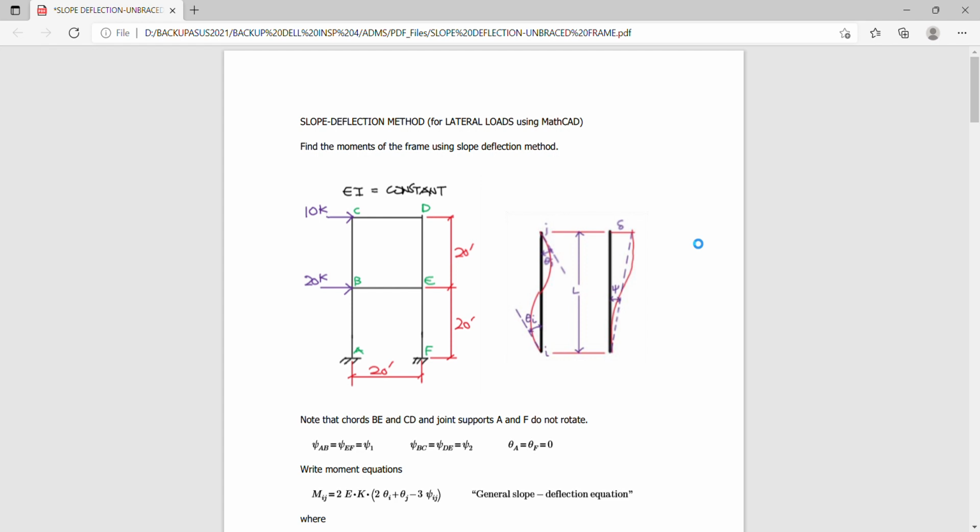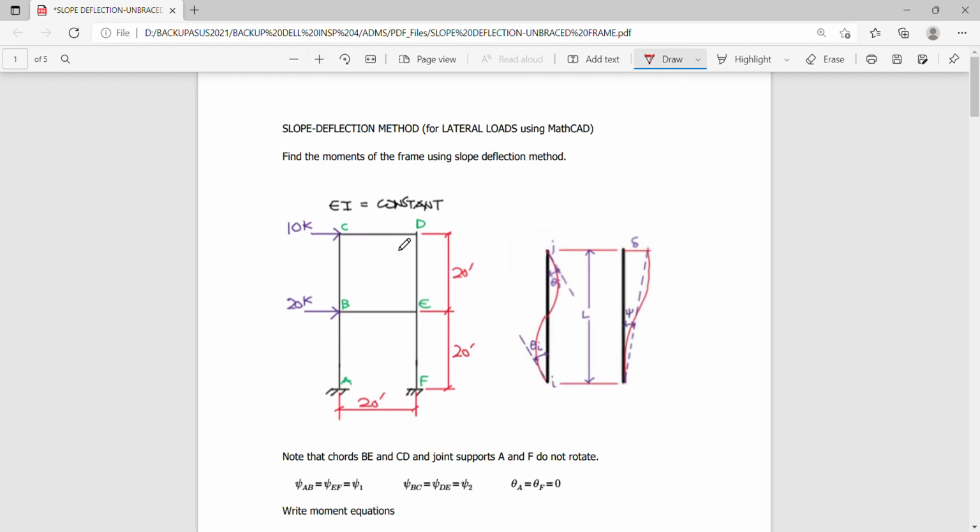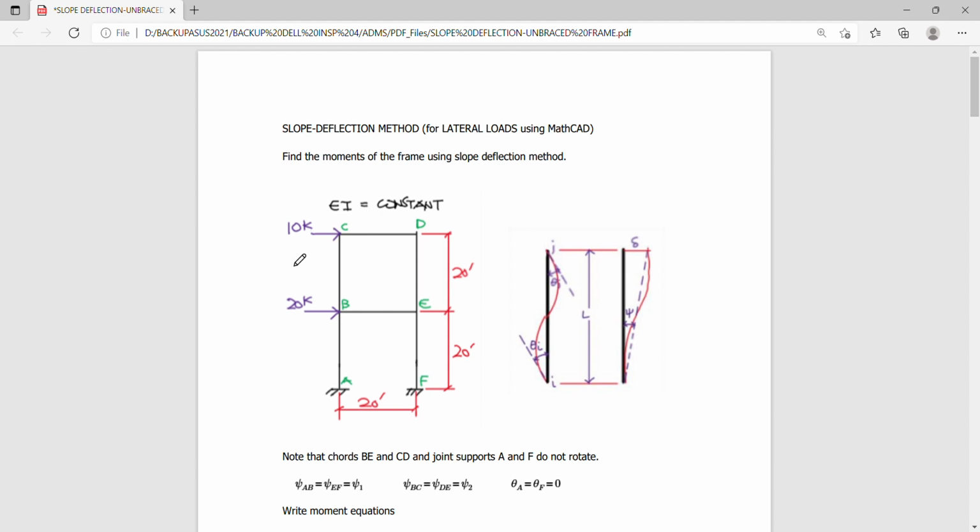So today we're going to discuss frame analysis on the basis of lateral loads using a slope deflection concept. But this time I'm going to use MathCAD as a tool to facilitate the computation for our simple frame here. So we have a two-story, one-bay frame loaded laterally with 10K and 20K loads at the joints C and B respectively.